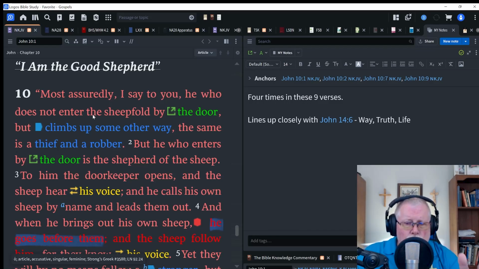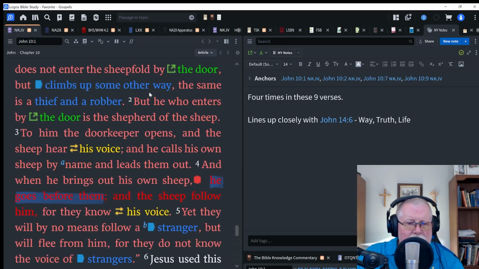But those who just want gain, however you want to picture that, and we'll talk about it more, those who just want gain, they don't want to go through Jesus to get there because that takes their power and authority away. So they climb in by some other way. The same is a thief and a robber.